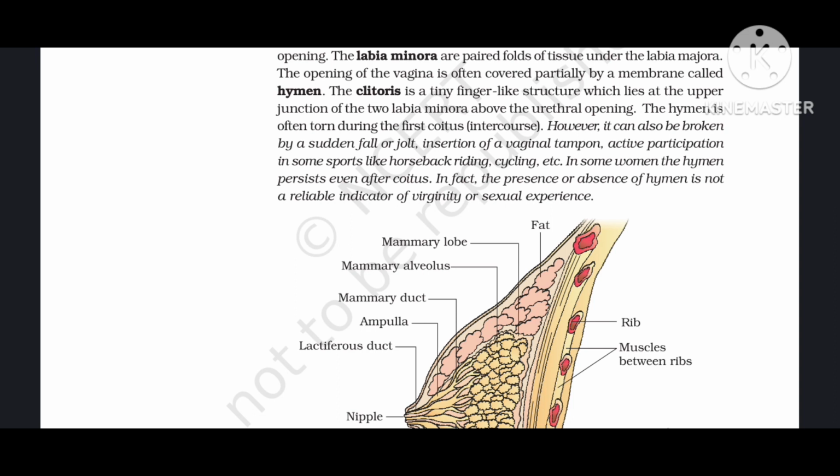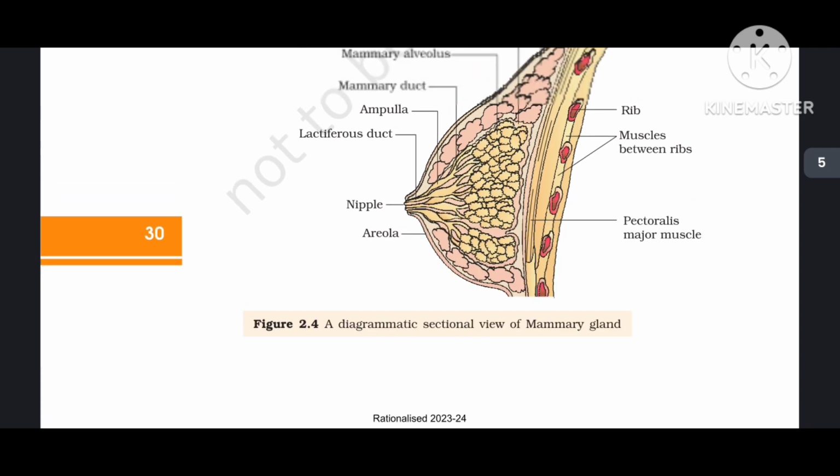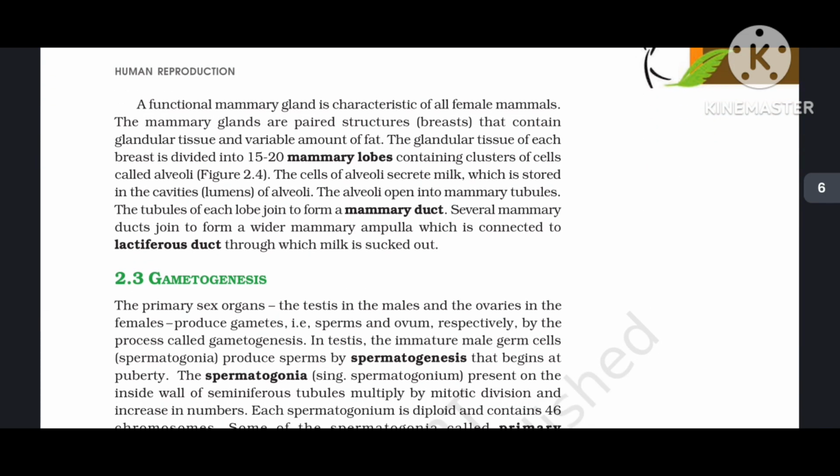The female external genitalia include mons pubis, labia majora, labia minora, hymen, and clitoris. Mons pubis is a cushion of fatty tissue covered by skin and pubic hair. The labia majora are fleshy folds of tissue which extend down from the mons pubis and surround the vaginal opening. The labia minora are folds of tissue under the labia majora. The opening of the vagina is often covered partially by a membrane called hymen. The clitoris is a tiny finger-like structure which lies at the upper junction of the 2 labia minora above the urethral opening. The hymen is often torn during the first coitus (intercourse).